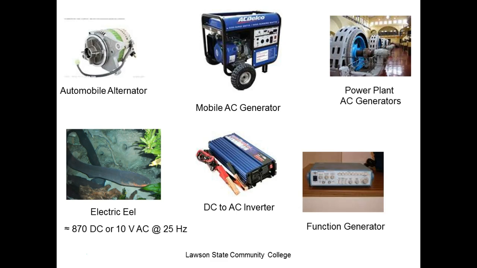Power plants generate AC. Electronics generate both AC and DC. There are DC to AC converters, inverters, some of y'all have those, and then things called function generators, which I have up here. So that's electronic.